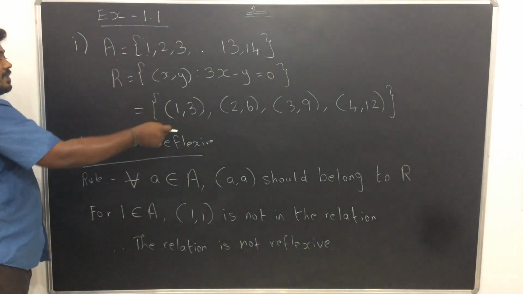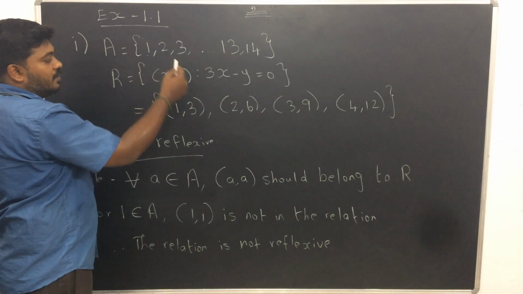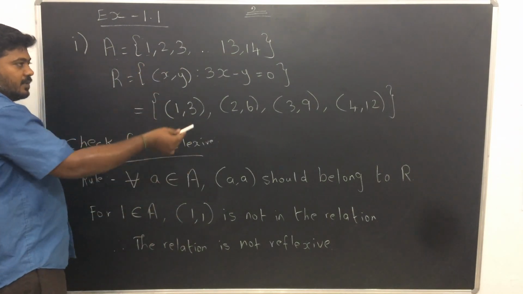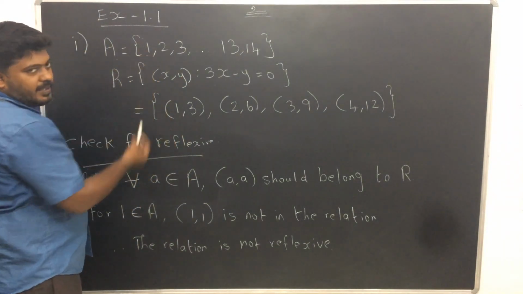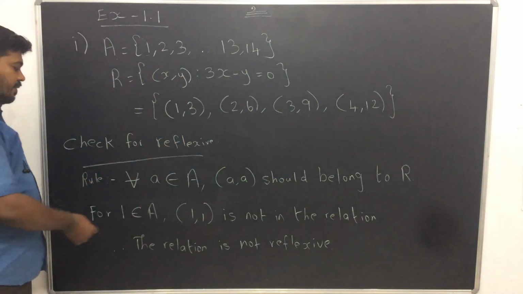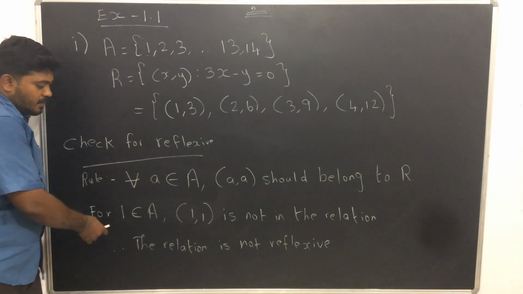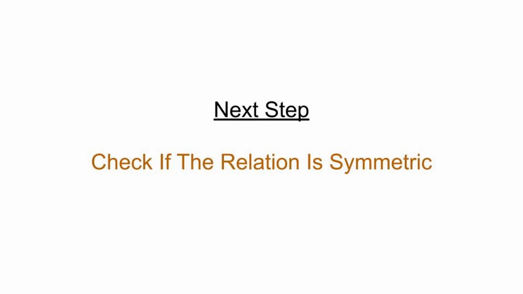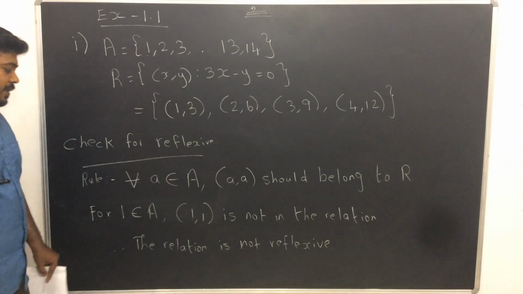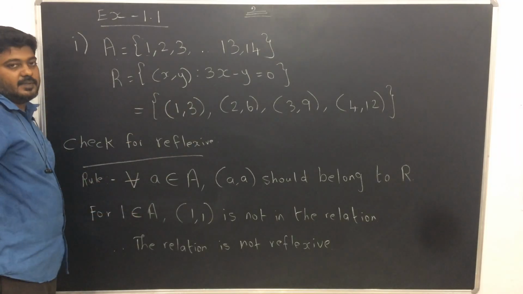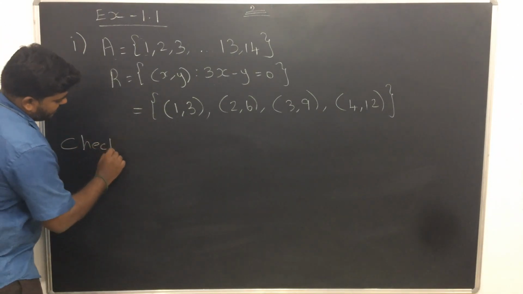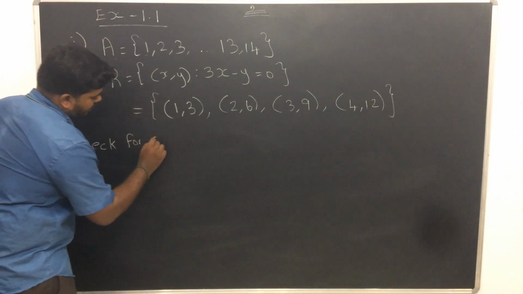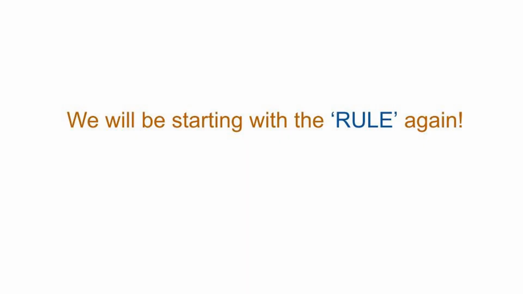If 1 comma 1 is there, we will go on checking for 2. We will check for 2 comma 2. If 2 comma 2 is there, we will go on checking for 3 comma 3. Likewise, but since the first element itself did not satisfy the condition, we said, since for 1 belonging to A, 1 comma 1 is not there in the relation, this relation is not reflexive. Now let's go on checking for symmetric. Reflexive is done, so we will now check for symmetric.